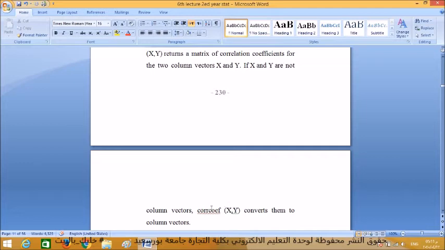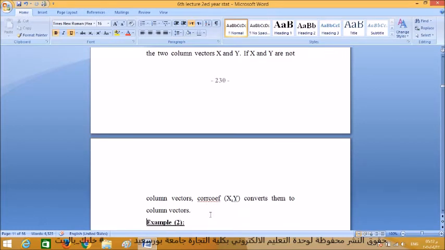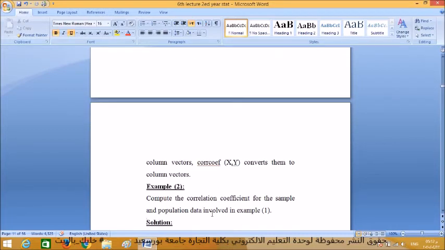Also, the result of corr is the coefficient of correlation, but the result of corrcoef is the matrix, as you will see later.